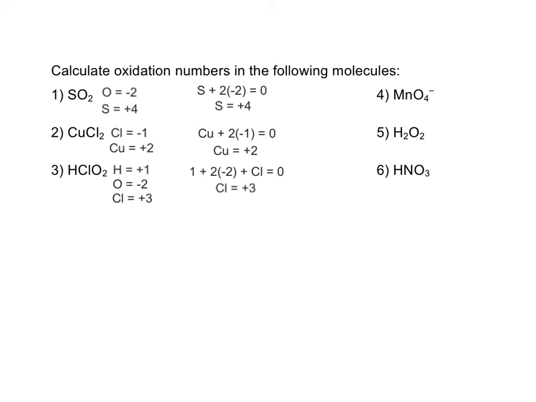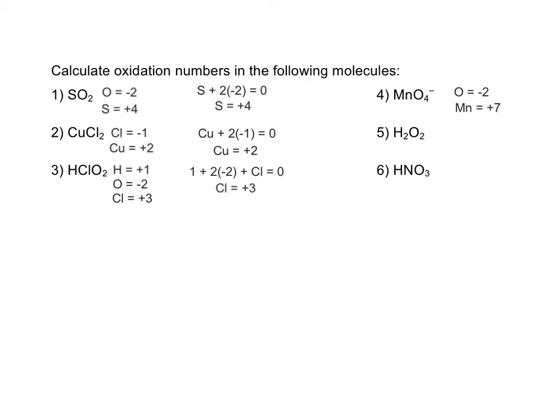Right? For the manganese, or the permanganate over here, we know the oxygen is going to be -2. So for 4 of those, that's -8. And then the manganese, added to that, we have to get a sum of -1. So the manganese is going to have to be +7.